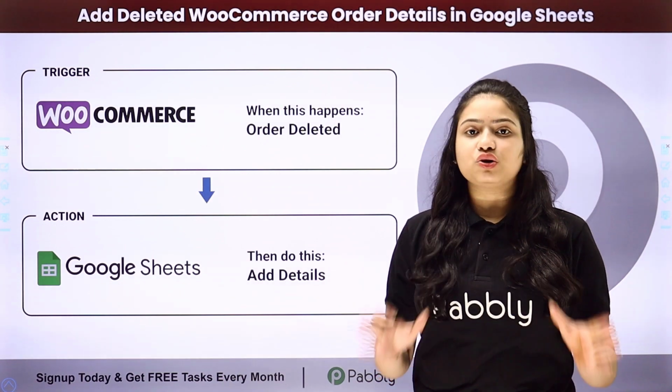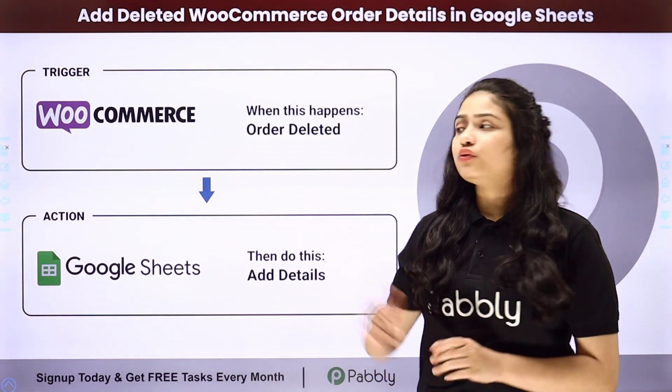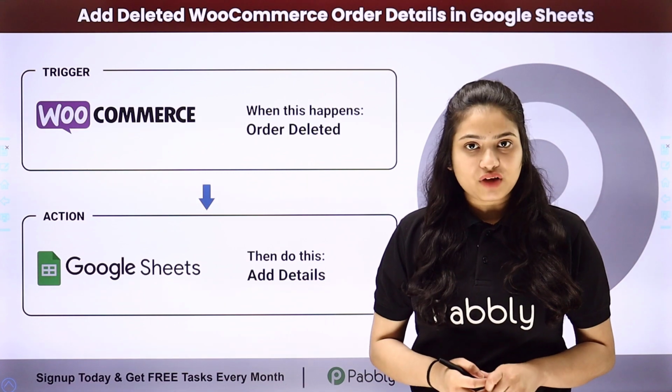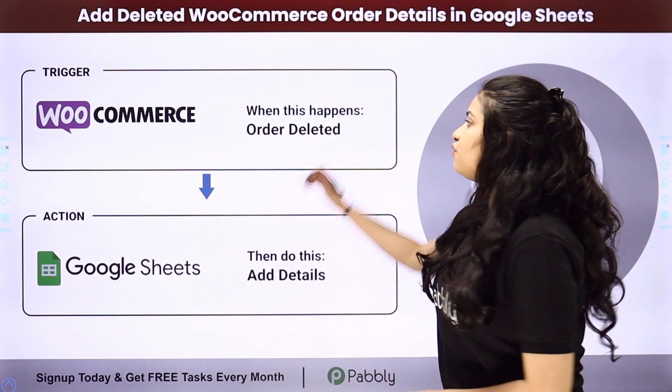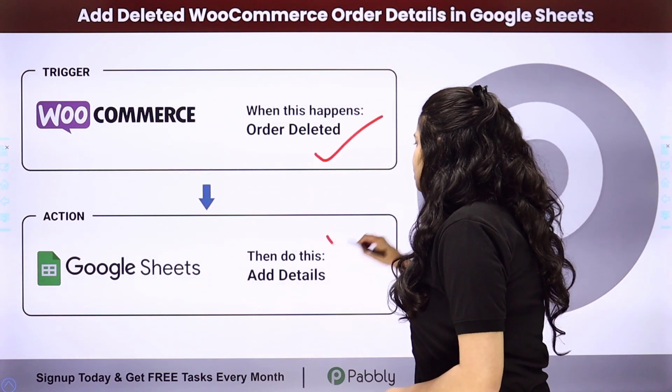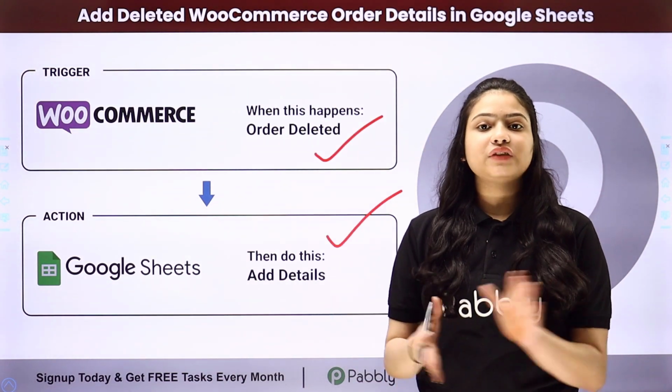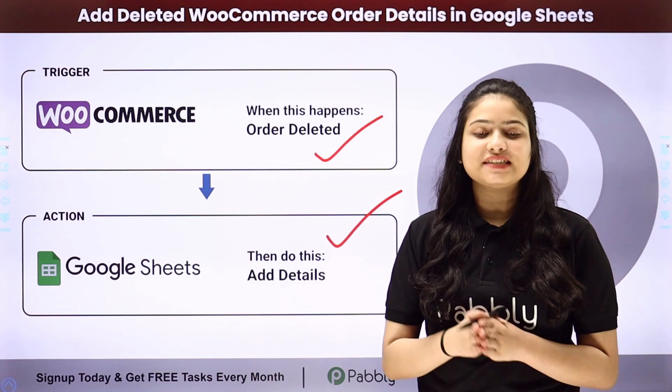So how are we going to automate this entire process? For this, we will have to connect both these applications, and that we are going to do without any coding or programming skills with the help of Pabbly Connect. Now here we have WooCommerce in our trigger, and then we have Google Sheets in our action. So we are going to connect both of them by using Pabbly Connect in order to automate this entire process.